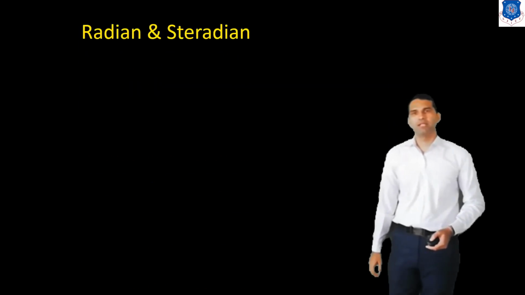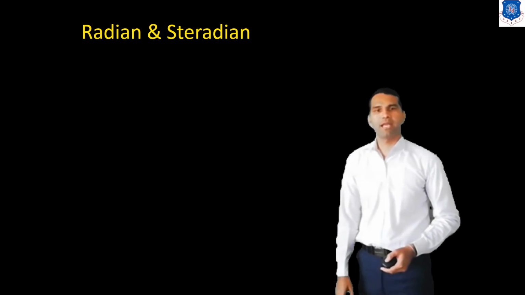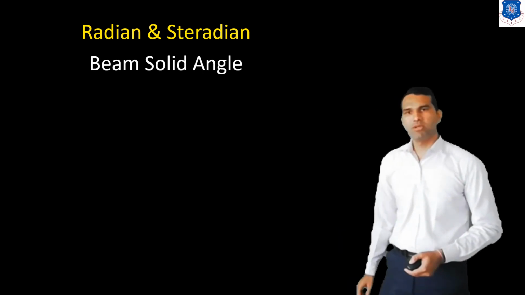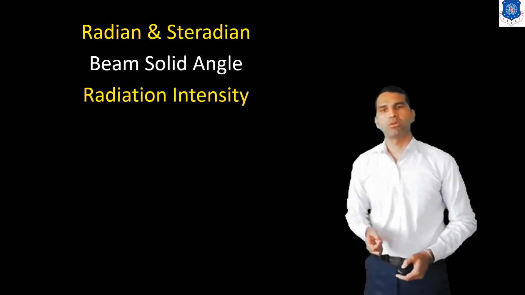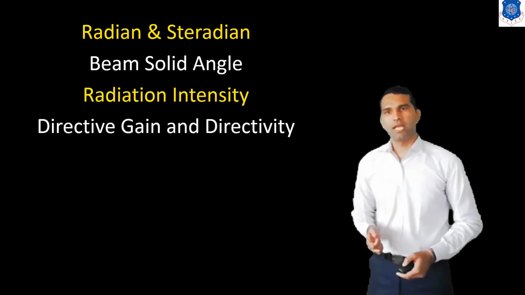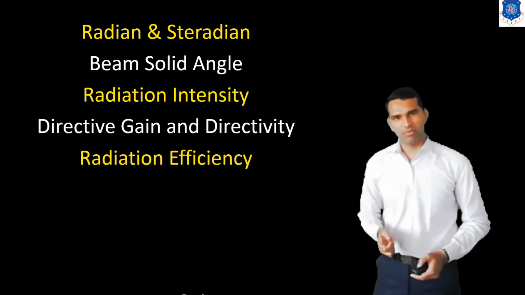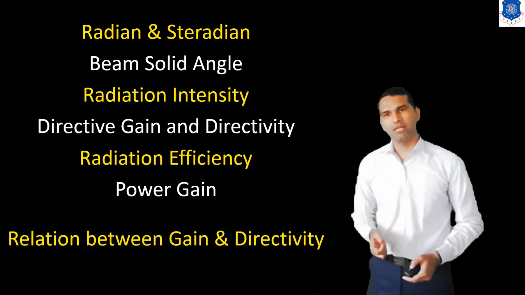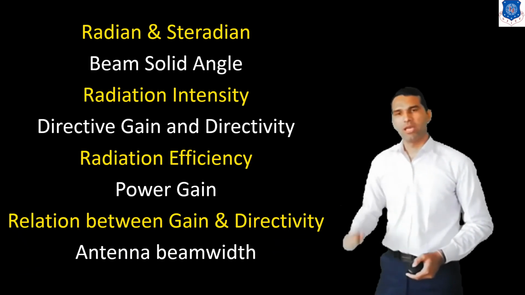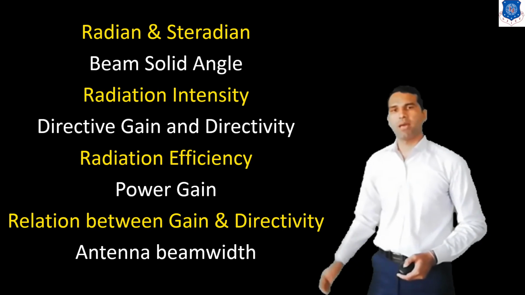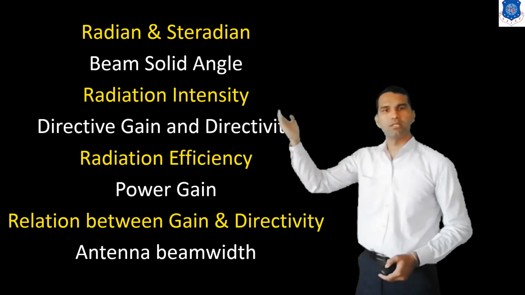So in this lecture we have discussed these topics. First one is the radian and steradian. Then we discussed the beam solid angle. Then the radiation intensity. Then directivity. Then radiation efficiency. Then power gain. Relation between the gain and directivity. And last we discussed the antenna beam width.